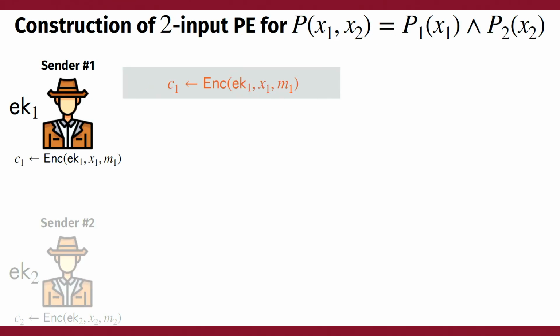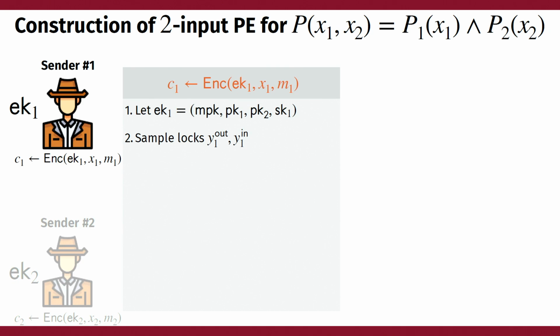How can we build the two-input predicate encryption using these tools? Well, let's talk about the first sender. You have an encryption key that is composed by the master public key of a single input predicate encryption, public key 1, public key 2 of the public key encryption scheme, and the secret key number 1 corresponding to PK1. What you do, you sample 2 locks, and we're going to call them outer lock and inner lock.